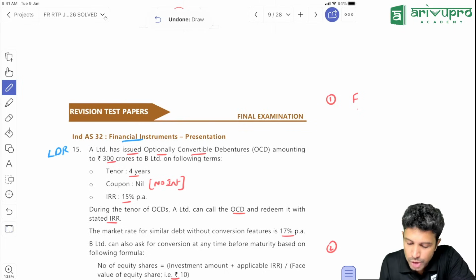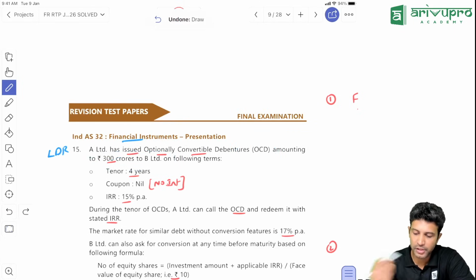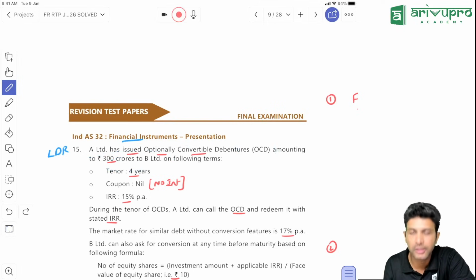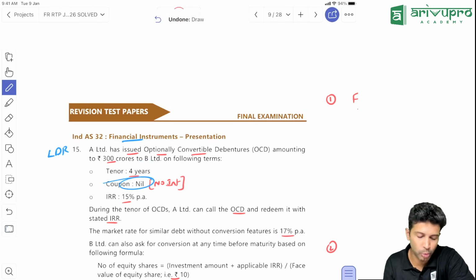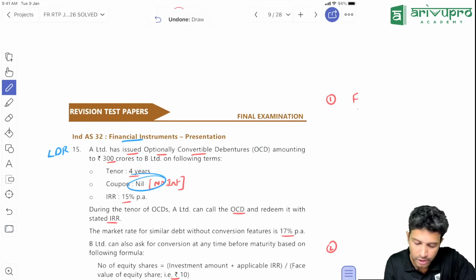A Limited has issued optionally convertible debentures amounting to 300 crores to B. We have issued the debentures to B. The term is 4 years. The coupon as an interest rate on the debentures is 0, that is the actual interest rate. IRR is 15%, is what they've given. Why have they given that? We'll see.